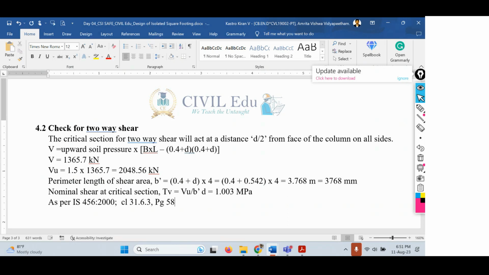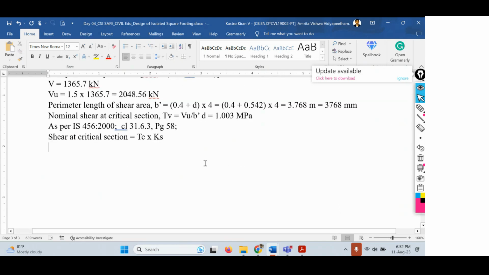If you refer to this particular clause, we have the formula directly, that is shear at critical section. Shear at critical section equals tau C into Ks. So how to calculate the value of Ks? Ks equals, again, this formula is there in the code book itself, which I have shown you in the last session. So 0.4 plus beta C. I'll just make it as BC.